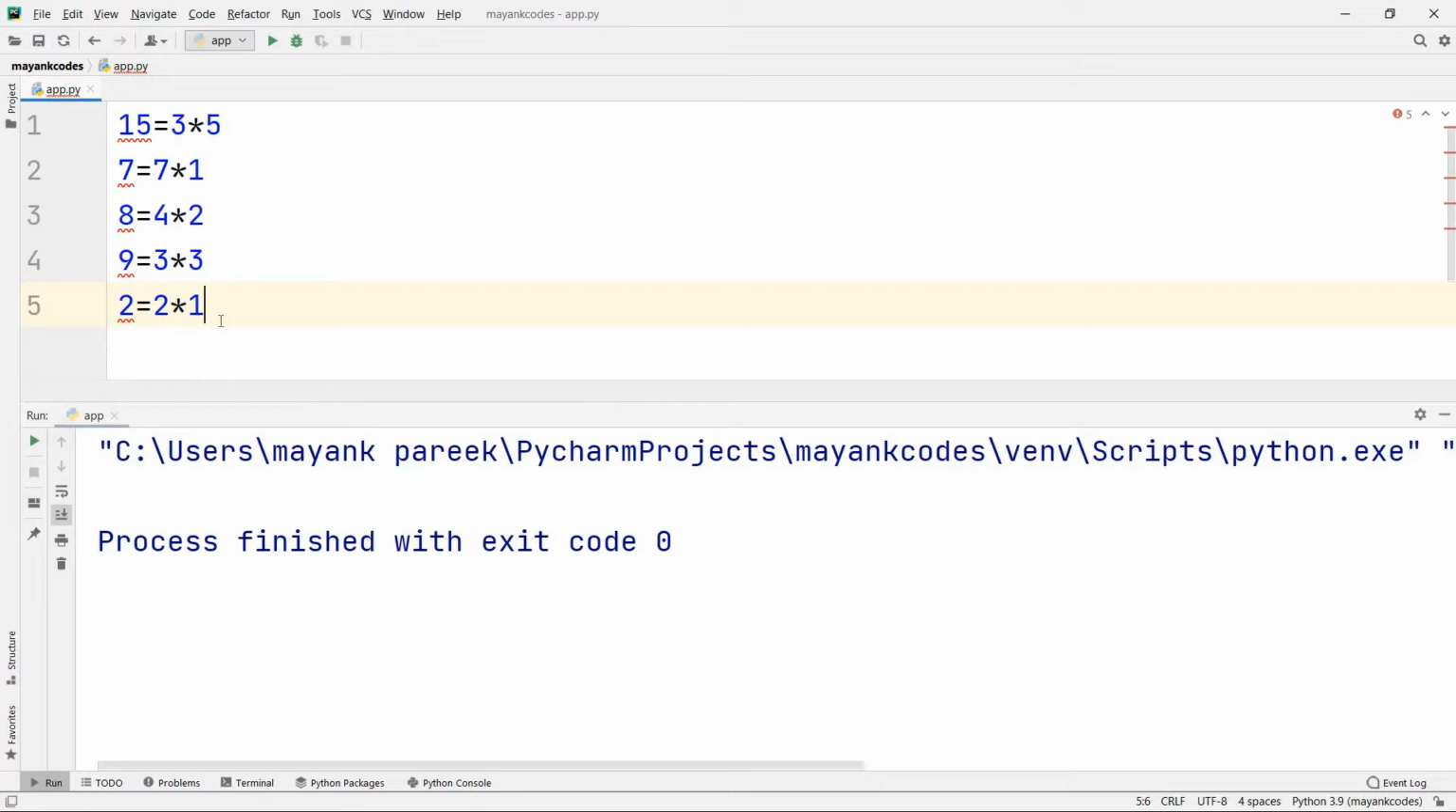2 can divide all the even numbers, but 2 is not divisible by any other number. So here you can see that we cannot divide this further. So 2 is a prime number. Yes, 2 is a prime number.